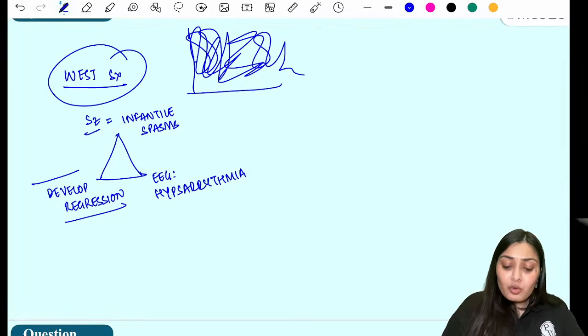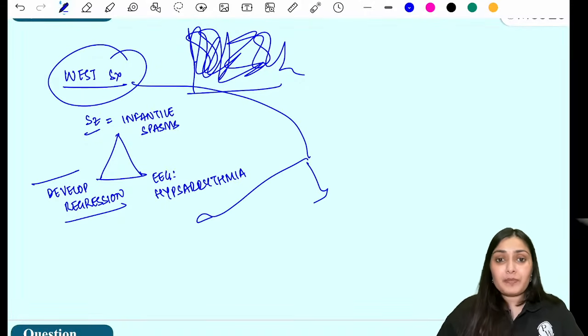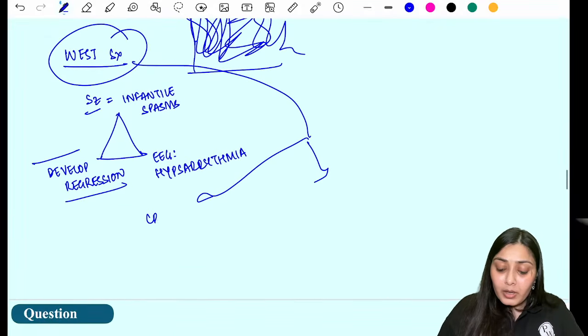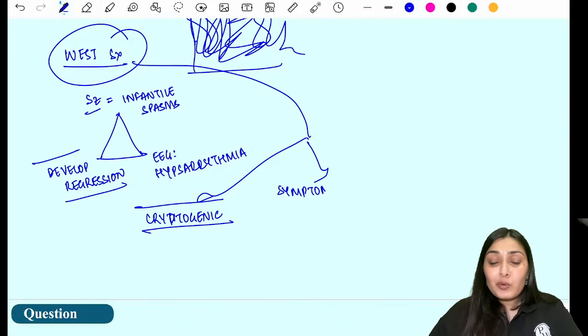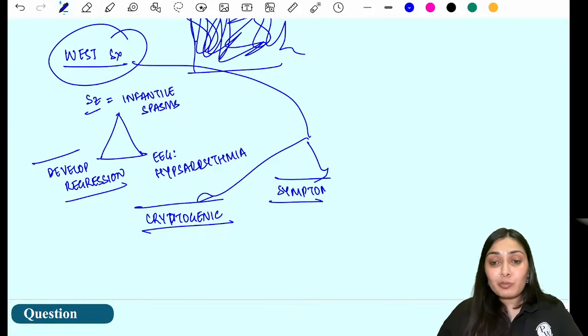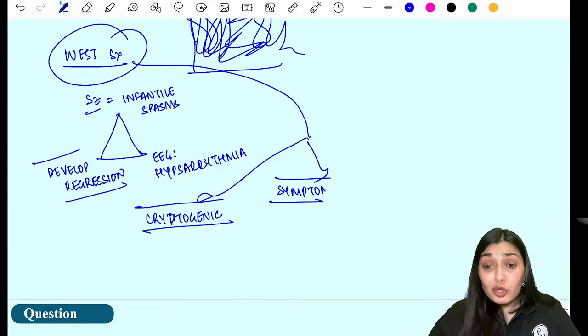So this West syndrome broadly I can divide into two types. What are these two types? The first type is cryptogenic. The second type is symptomatic. Cryptogenic is the one where we don't have any underlying brain abnormality and usually they have good prognosis. But symptomatic usually have some underlying brain abnormality and the prognosis usually is bad. So for example, in tuberous sclerosis, you have tubers, there is some underlying parenchymal brain anomaly. Because of that, you have features of West syndrome.